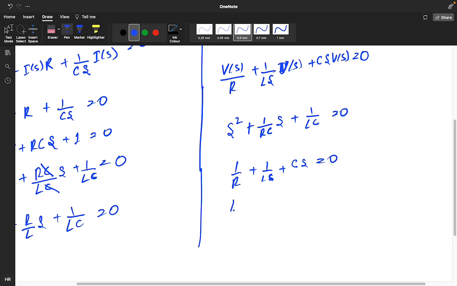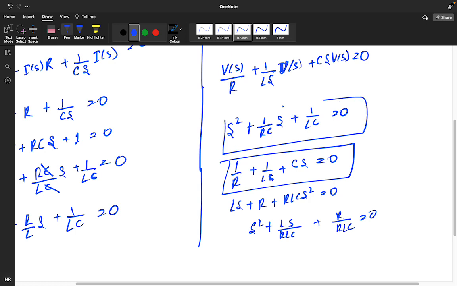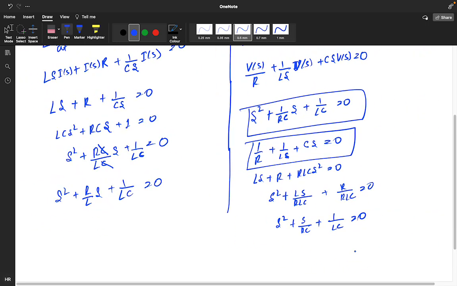So you will get LS here, you will get R here, and you will get RLC S square here. So take the common: S square plus LS divided by RLC plus R divided by RLC is equal to 0. See, you will get the same result. This S square will cancel out, so S square plus S divided by RC plus 1 by LC. You are getting the result like this.